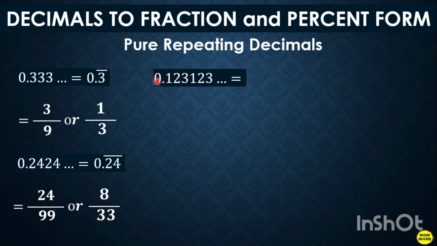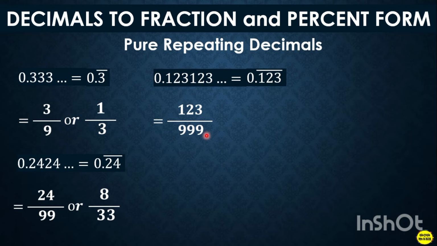Next. Let's have this one. So, pag nire-write natin to using vinculum, we have this. So, sa numerator, ano yung mga nauulit? Ano yung repeating? 1, 2, 3. Ilan yung nauulit? Isa, dalawa, tatlo. Tatlo yung repeating mo kasi naulit si 1, naulit si 2, naulit si 3. So, we have 999, tatlo. Kasi tatlo yung repeating digits mo. So, we have 123 over 999.